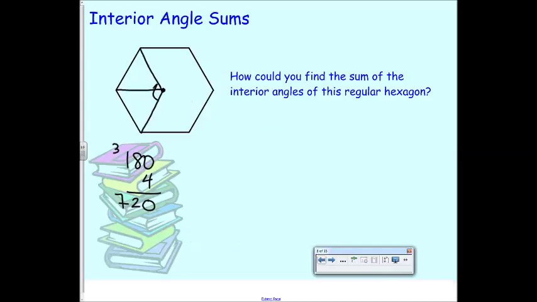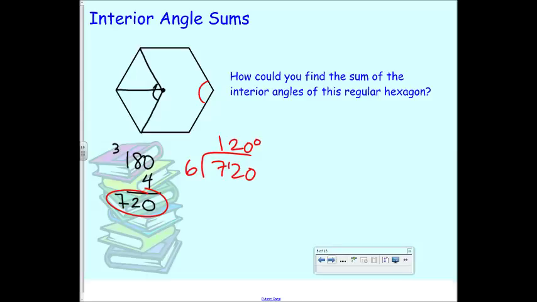So if I asked you in this hexagon right here, if it adds up to 720, then could you figure out how much this angle is? How? It's a regular one, so how many angles are there? 6. So if it adds up to 720, what could you do to figure out each one? Divide by 6. All right, so each of these angles is 120 degrees.